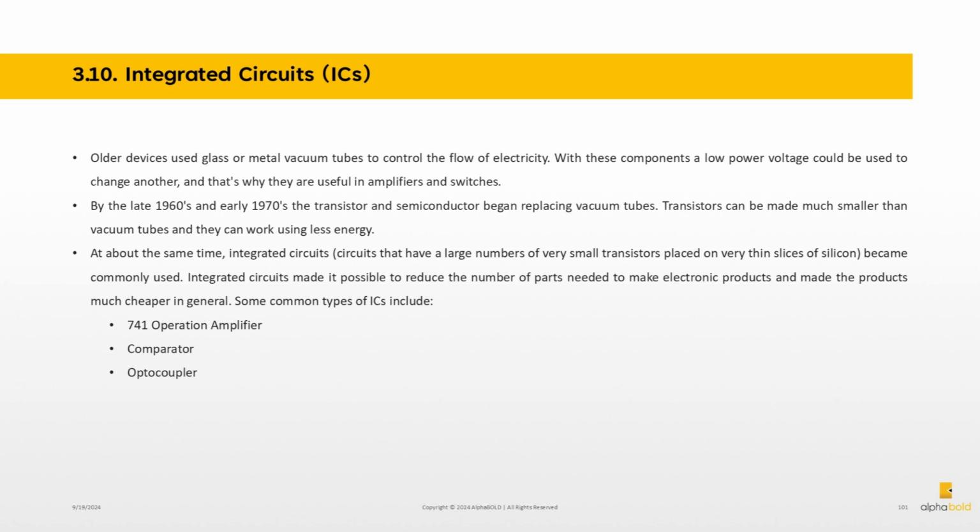At about the same time, integrated circuits, which have a large number of very small transistors placed on very thin slices of silicon, became commonly used. Integrated circuits made it possible to reduce the number of parts needed to make electronic products and made the products much cheaper in general. Some common types of ICs include 741 operational amplifier, comparator, optocoupler.